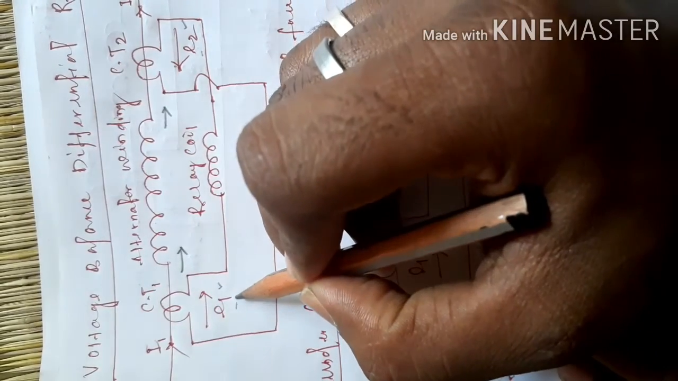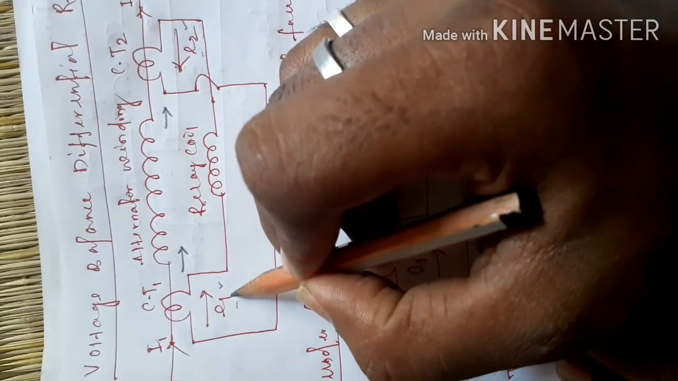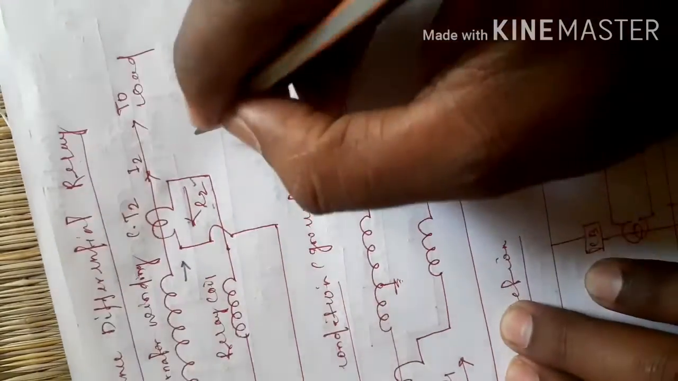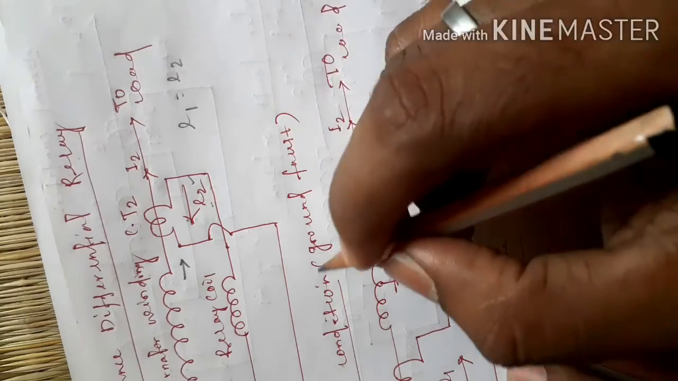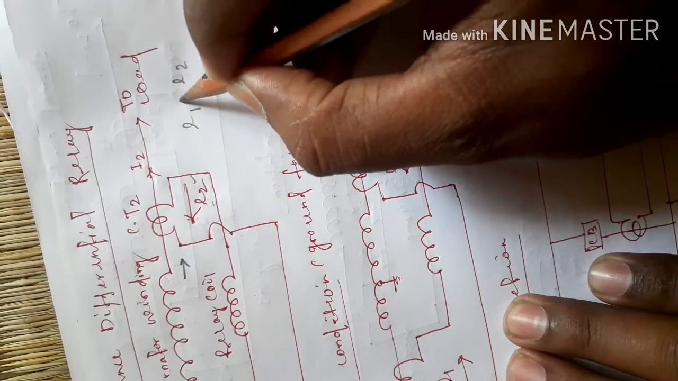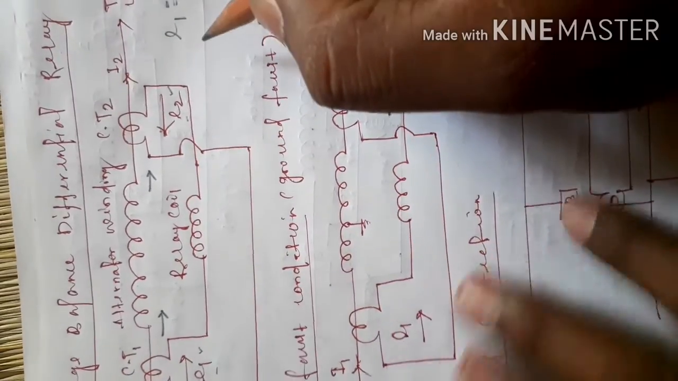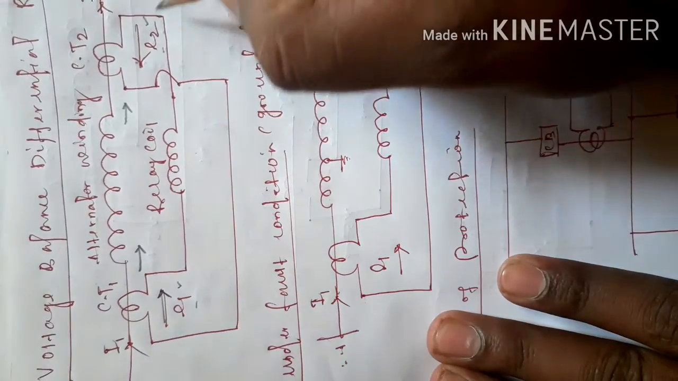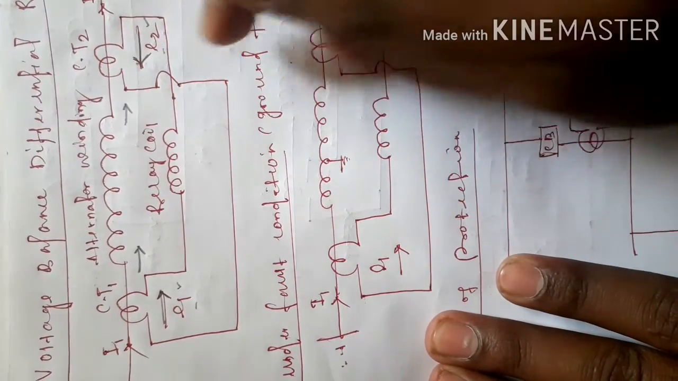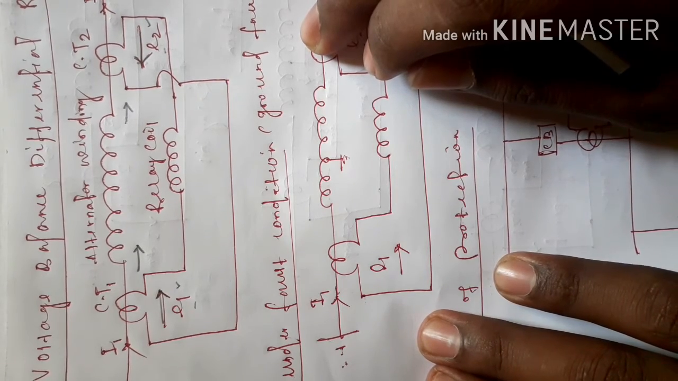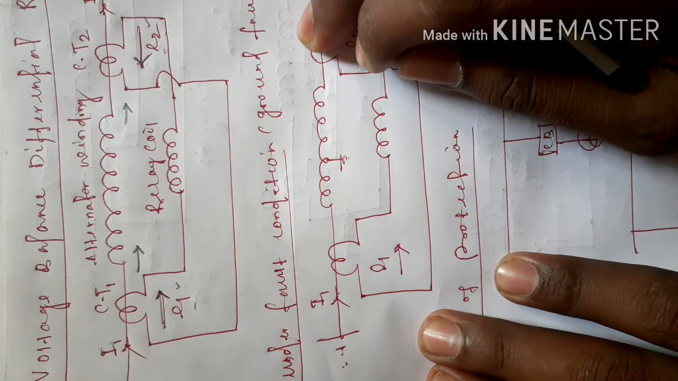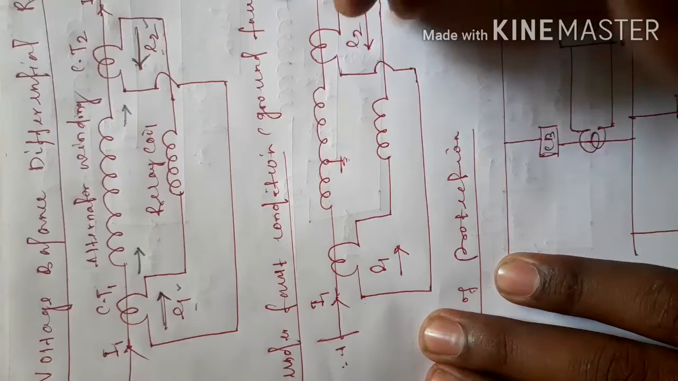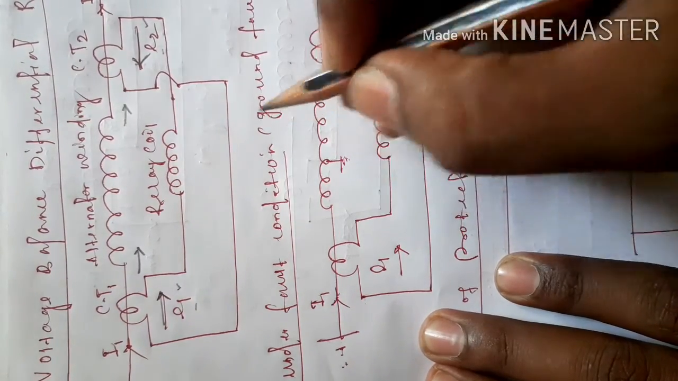It means an equal amount of voltage is induced in CT1 and CT2. That is, E1 is equal to E2 under normal operating condition. As E1 is equal to E2, the magnitudes are equal and the polarities are opposite to each other. So the net EMF is equal to 0, and there is no current flowing through the relay operating coil under normal operating condition.